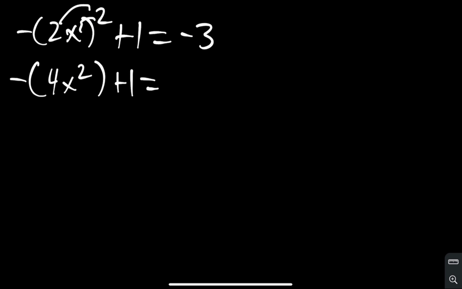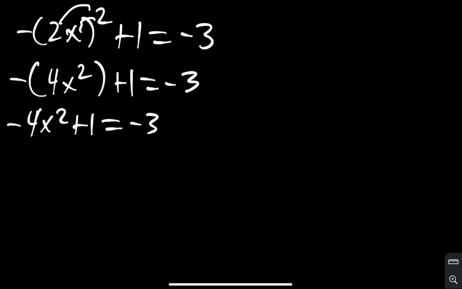We carry the plus 1 equals negative 3. So now we can move to multiplication and division, which is we just distribute that negative sign. So it's basically negative 1 times 4x squared. So we just distribute that negative sign. So it's going to be negative 4x squared plus 1 equals negative 3.